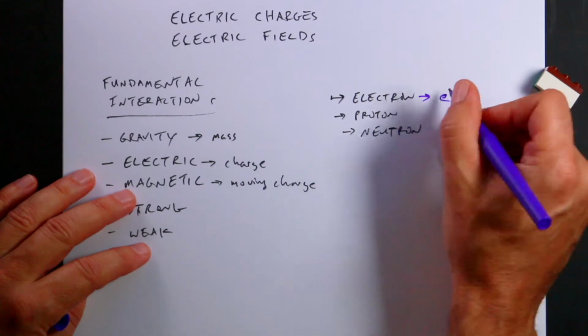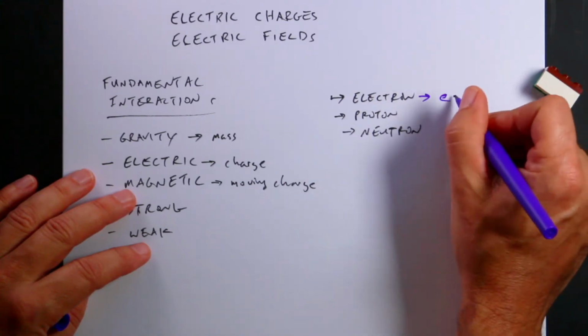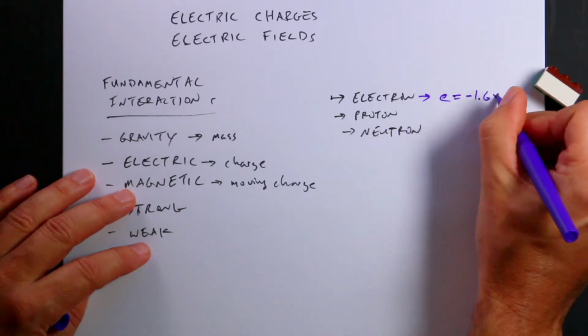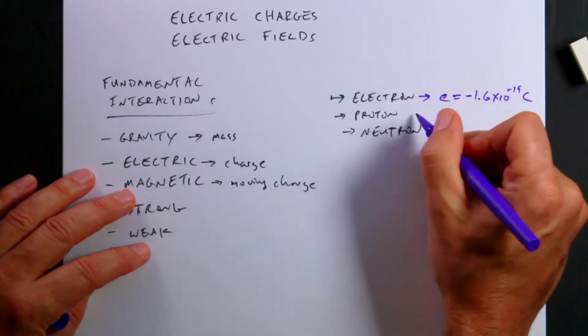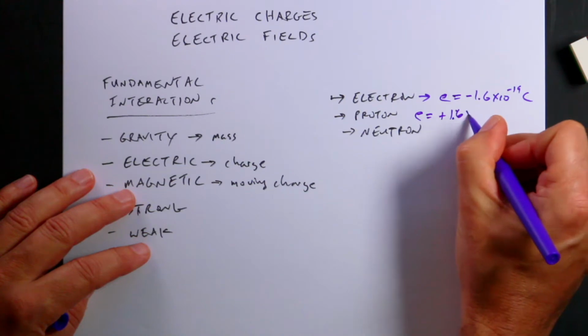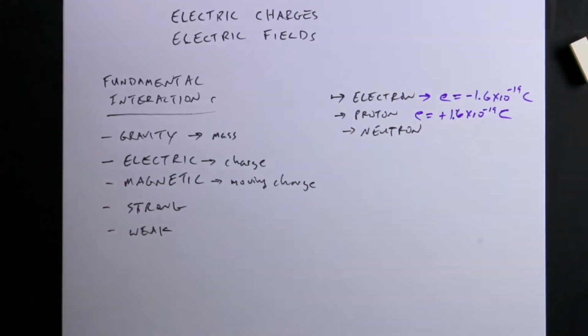So the electron is a fundamental particle and has a charge of E, and we'll say that's going to be negative 1.6 times 10 to the negative 19th coulombs. The proton has the same charge but positive 1.6 times 10 to the negative 19th coulombs. And then the neutron is neutral.